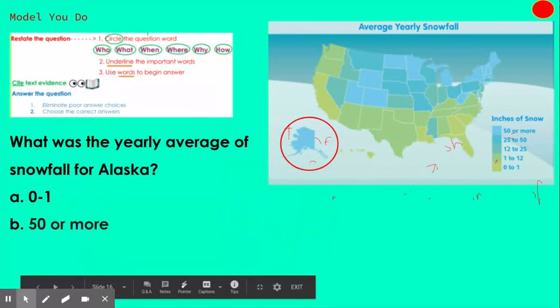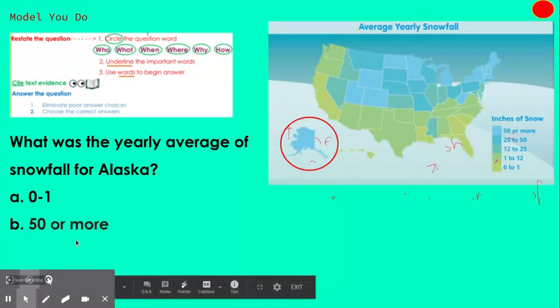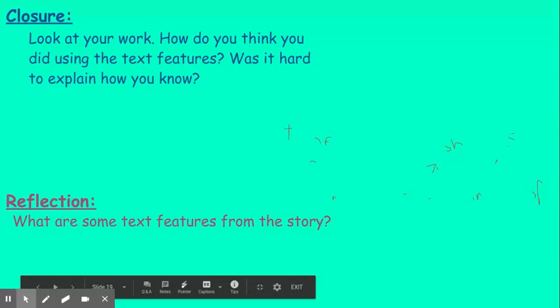So now it's your turn. What is the yearly average of snowfall in Alaska? So look, they have Alaska circled down here. So you have to match the color with the color on the right side that says inches of snow. And you have to tell me what is the yearly average of snow in Alaska. Okay? So you're going to circle the answer that's the best.